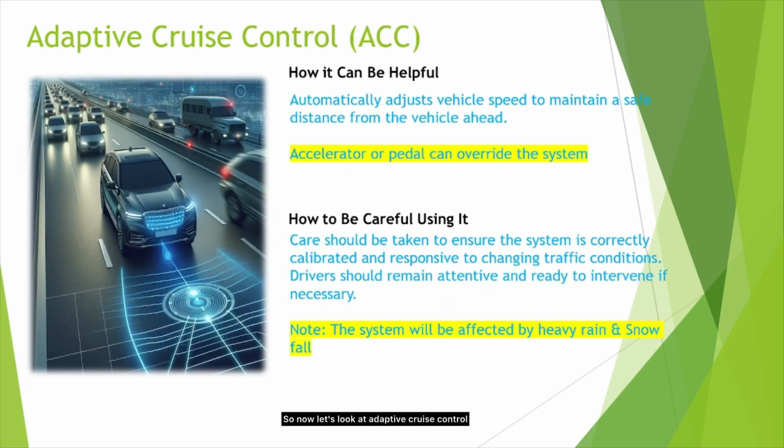So now let's look at adaptive cruise control. We already mentioned that there is cruise control and there is adaptive cruise control. The difference here with ACC, the adaptive cruise control, is that the vehicle automatically adjusts the speed to maintain a safe distance from the vehicle ahead. Okay, so that's the difference. The cruise control maintains a constant speed, whereas this maintains a safe distance from a vehicle ahead as well. So it automatically adjusts the vehicle speed as well.